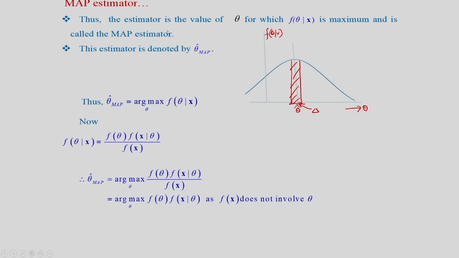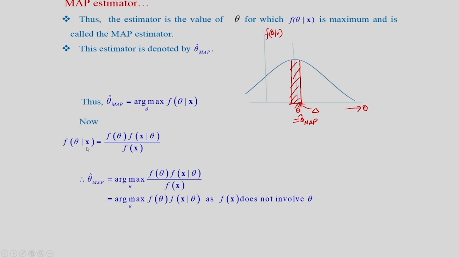Therefore, the estimator is the value of theta for which f of theta given x is maximum, and is called the MAP estimator. Maximum a posteriori probability estimator. We will denote this estimator by theta hat MAP, because this corresponds to the maximum a posteriori PDF. So, this point theta hat is equal to theta hat MAP. Thus, theta hat MAP is arg max over theta of f of theta given x.